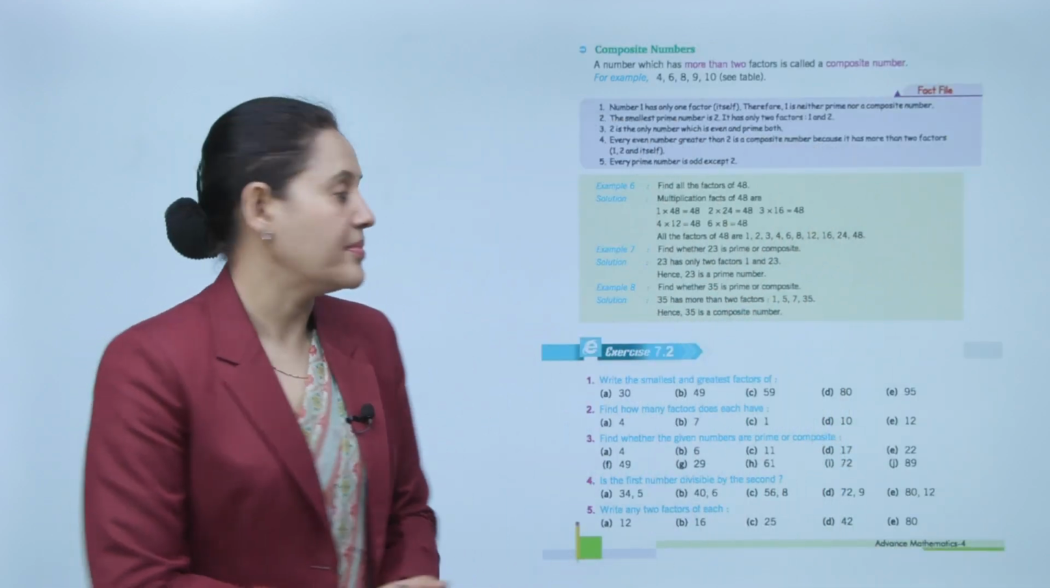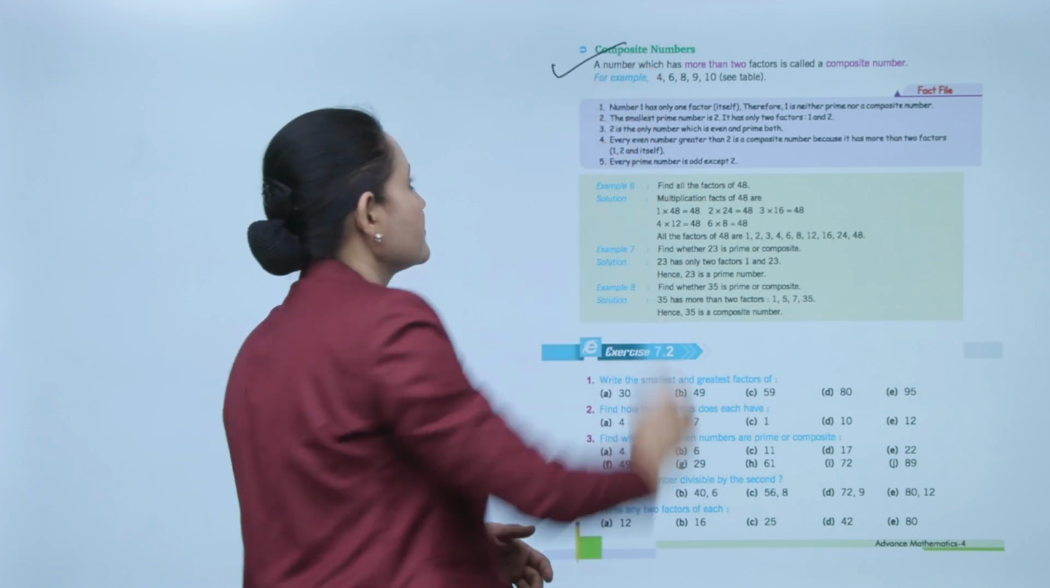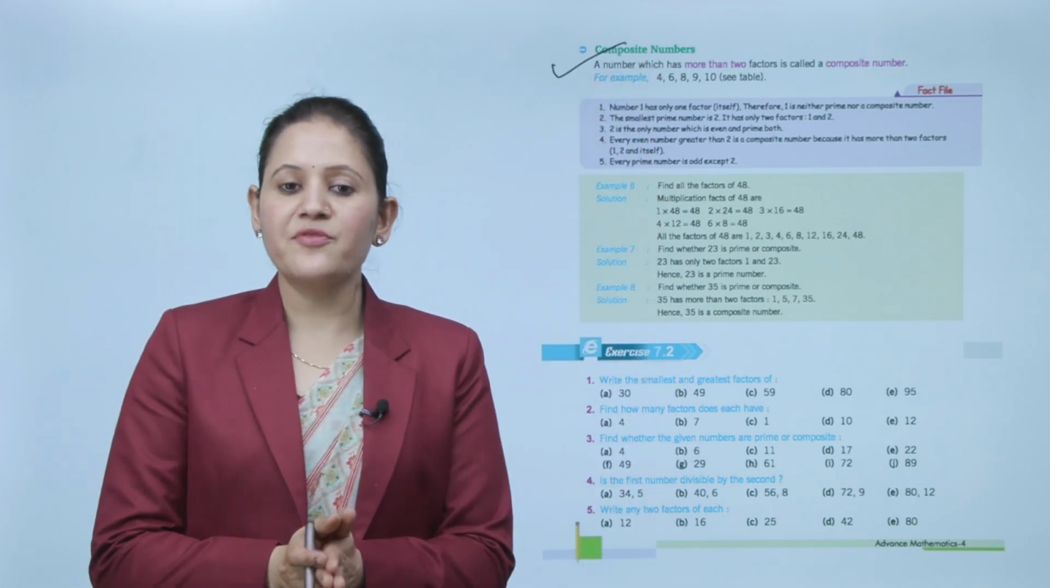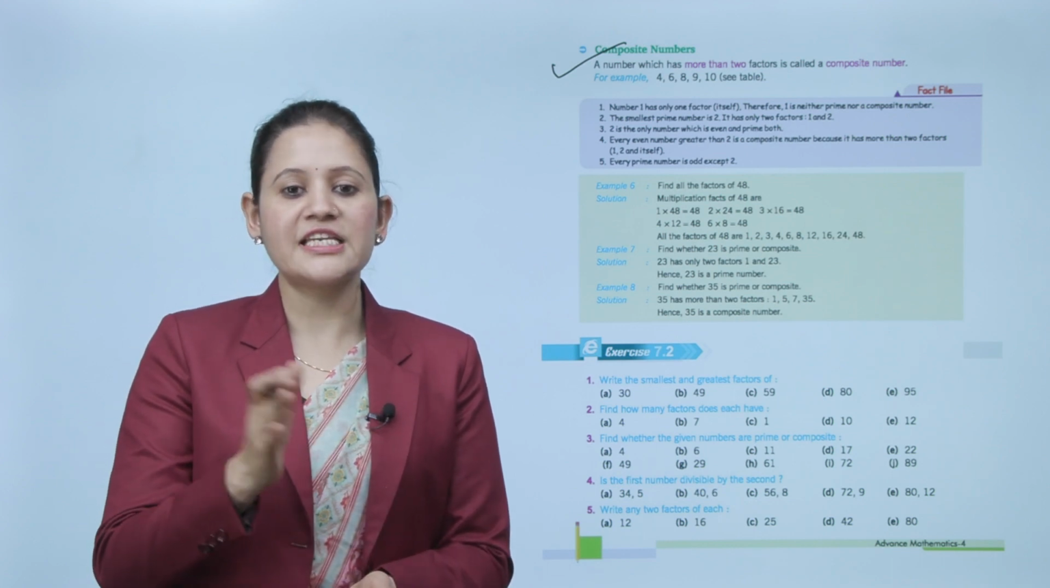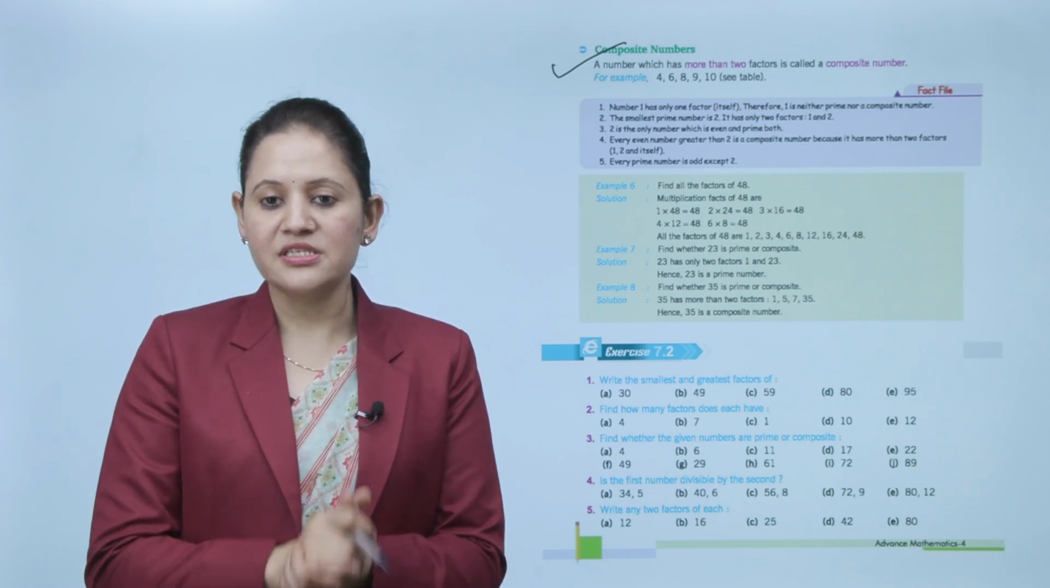Next is composite numbers. A number which has more than two factors is called a composite number. For example, 4, 6, 8, 9, 10. All these are composite numbers.